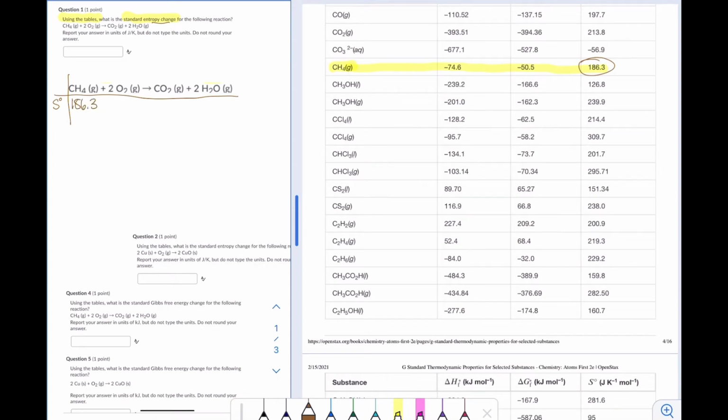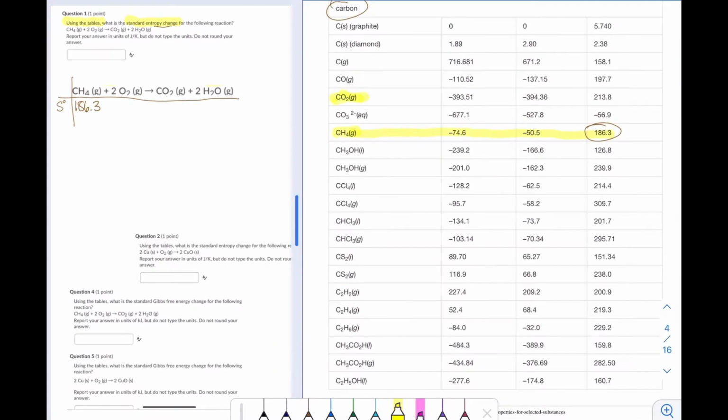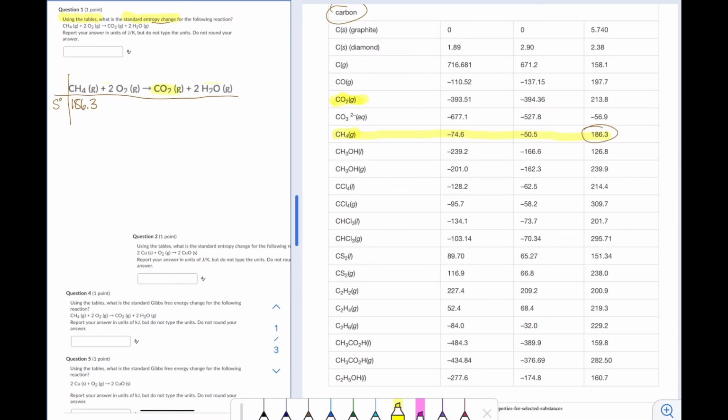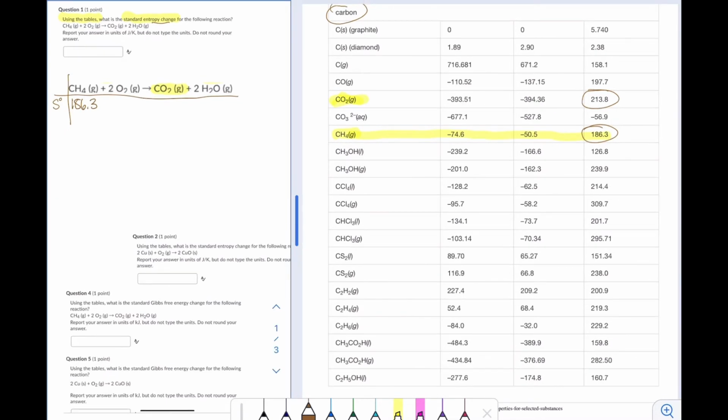Now, I'm in the carbon area of the table, so I'm going to look for CO2 gas, which I also need based on this reaction. Again, I'm going to grab that entropy value, 213.8, and record it over here. This table on the left that I'm building is just my way of organizing this material. You can do it in a different way if you want to, but I like doing it this way.